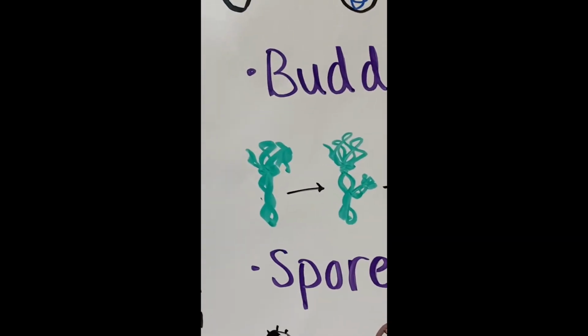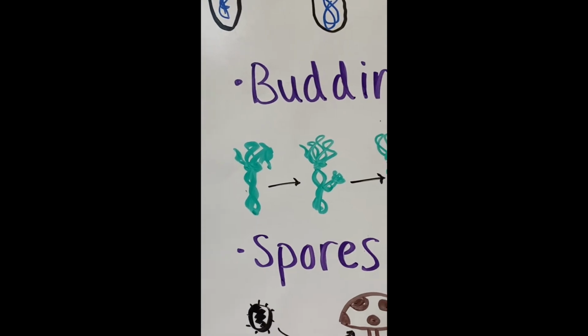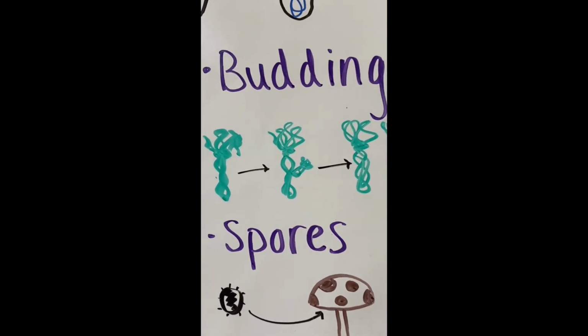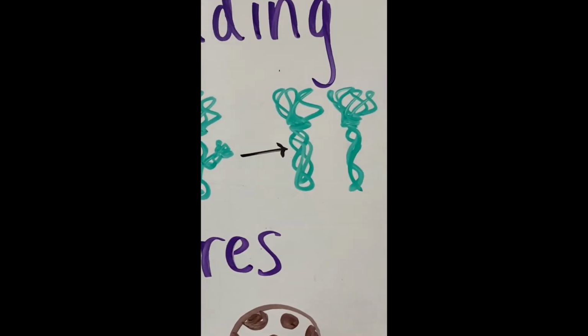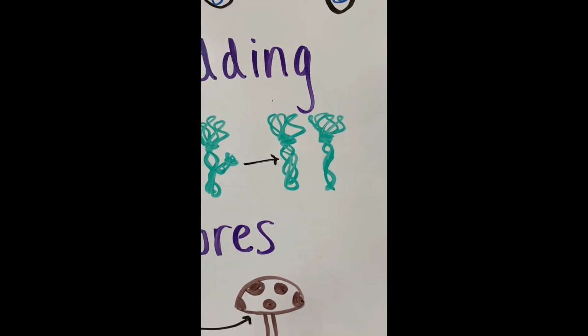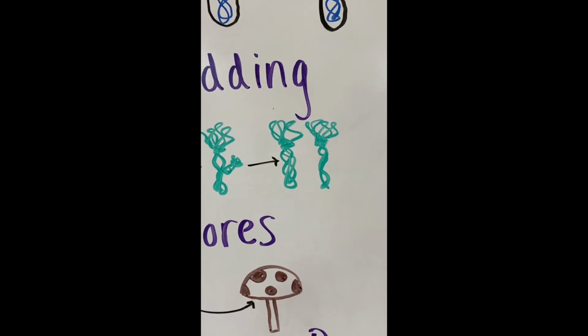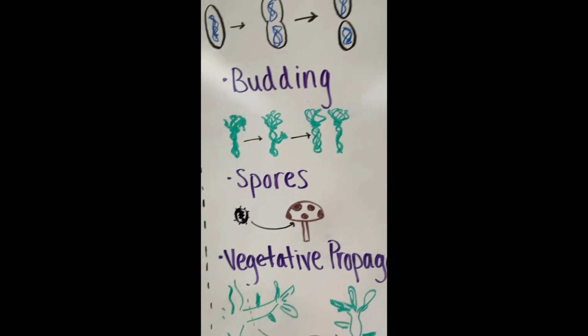Pretend that's a hydra. I don't even know what it looks like, but it's gonna grow a little bud, just a little buddy right on its side, and that bud is going to grow and then eventually break off into a brand new hydra that is, again, completely identical.